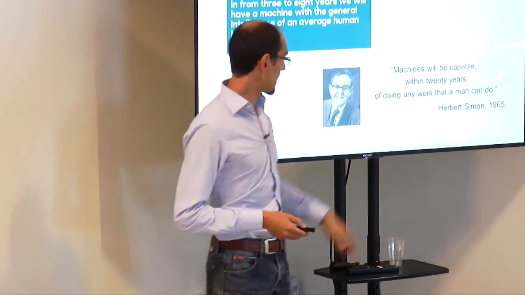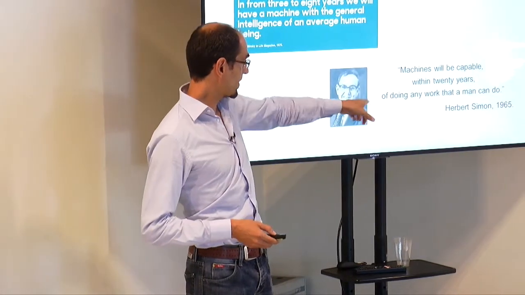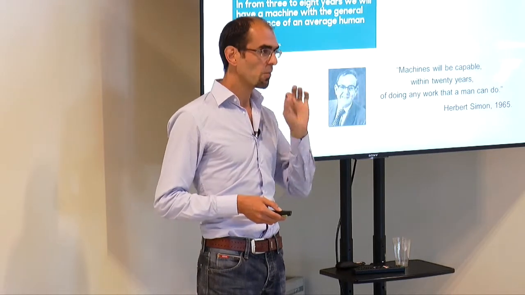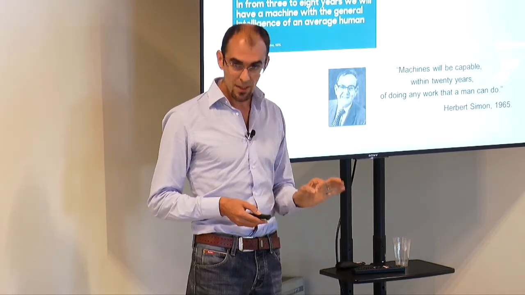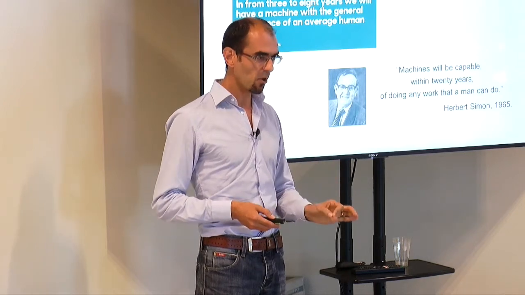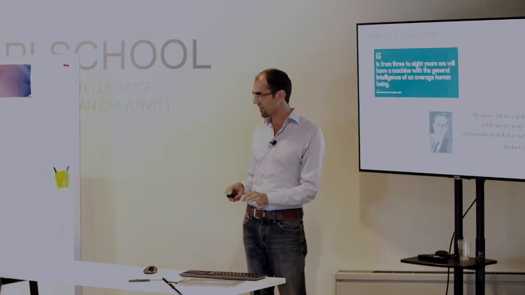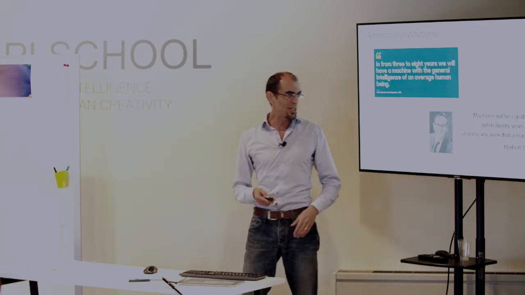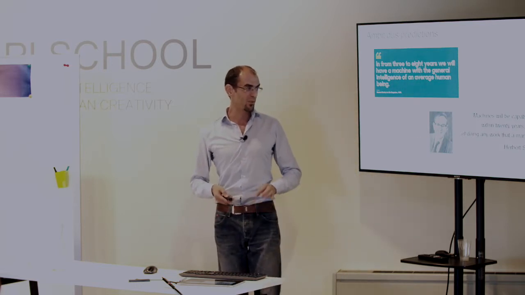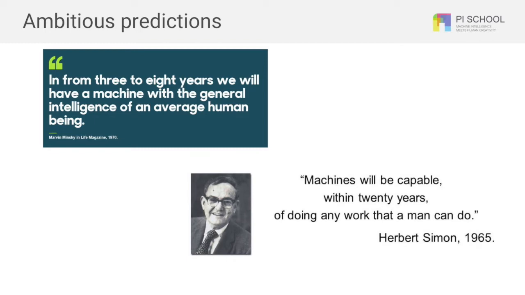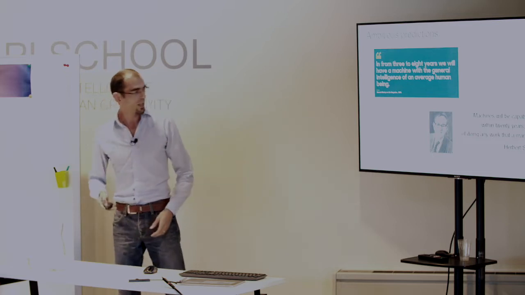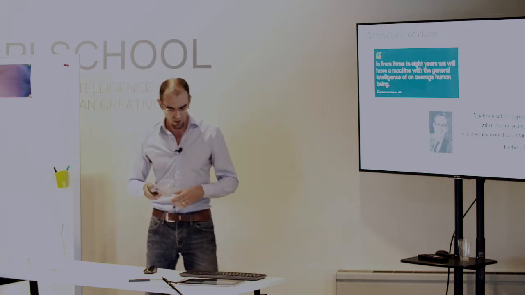And this is Herbert Simon, another great scientist. This is 1965. So this guy, right? Herbert Simon won both the Nobel Prize in Economics and the Turing Award, which is the sort of Nobel Prize in computer science, right? So this is not a loony, okay? He says, machines will be capable within 20 years of doing any work that a man can do. So within 20 years of 65, that puts us in 1985, okay? And so, yeah, great expectations for all these things.